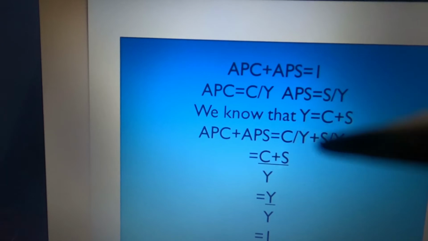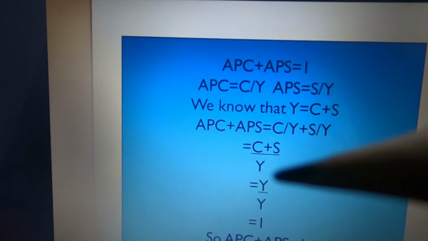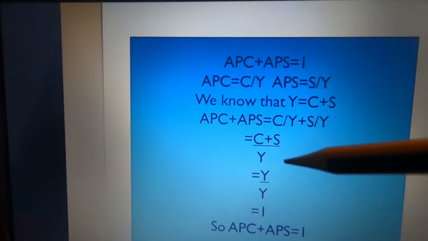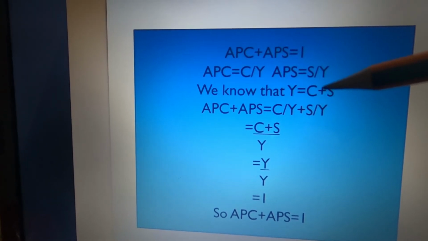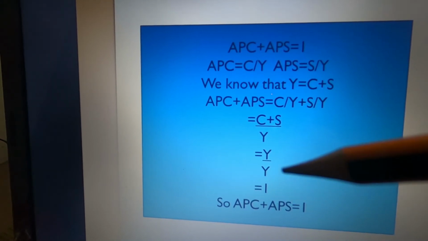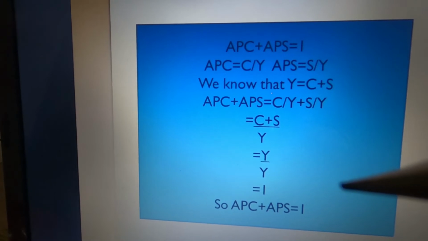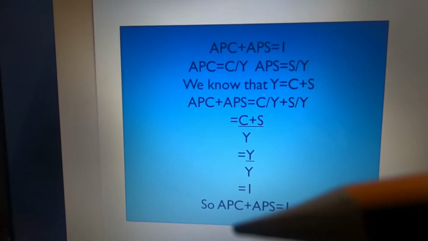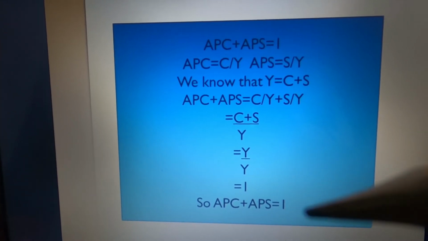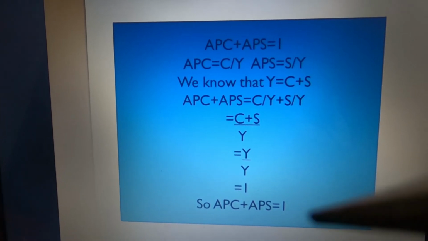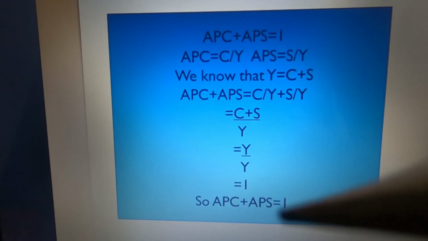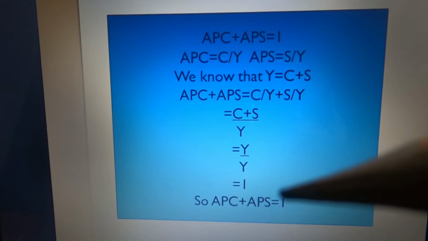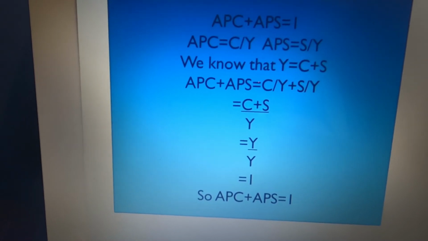APC plus APS is equal to C upon Y plus S upon Y. So that is equal to C plus S upon Y. We can write it like this. C plus S is what? It is nothing but this Y here. So Y upon Y is equal to 1. So APC plus APS is equal to 1. Is that clear? So now again we are getting a formula here. If you have to find out APC, then you can use this formula: 1 minus APS will become APC. Similarly, if you have to find out APS, this is another formula: APS is equal to 1 minus APC. So this is the second formula here.